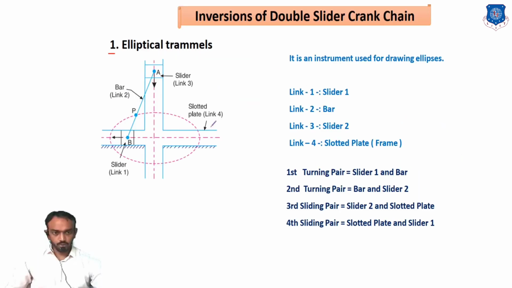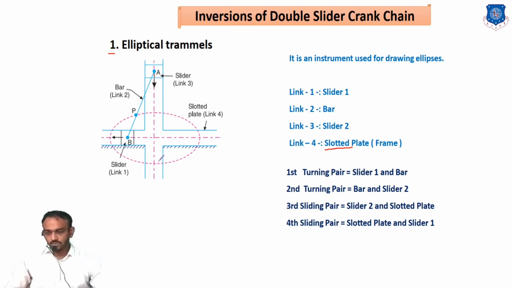This is used for drawing an ellipse. In this mechanism there are two sliders and four elements. First is a slider here, second is this bar, third is a second slider, and fourth is the whole frame or slotted plate.